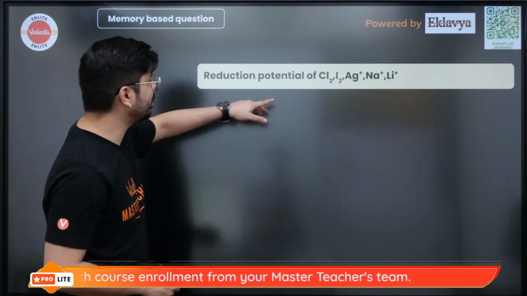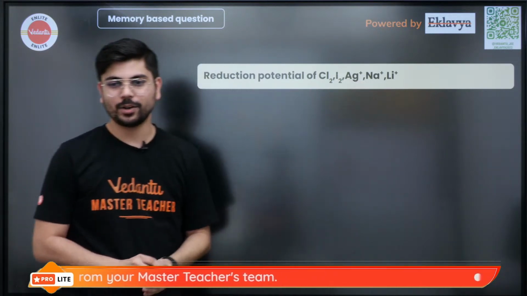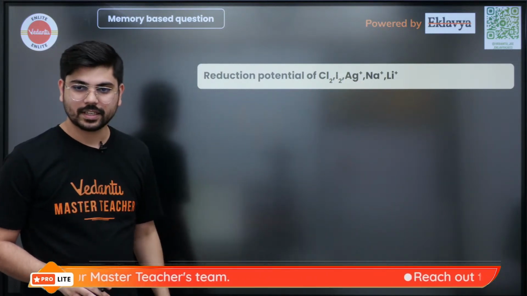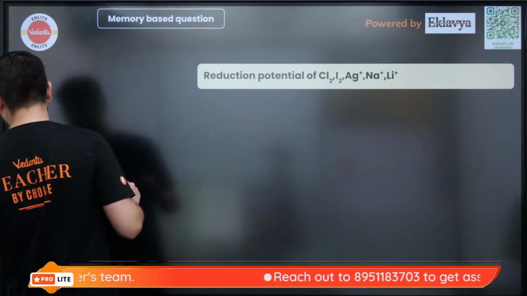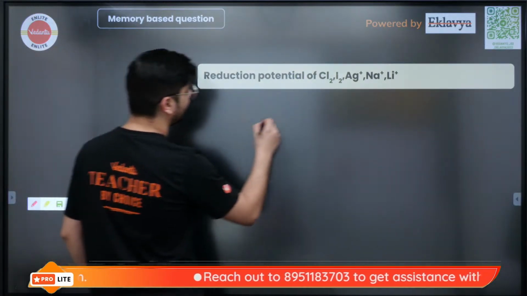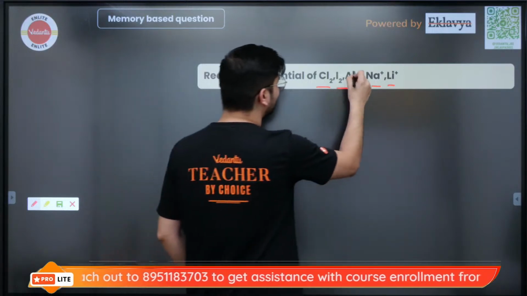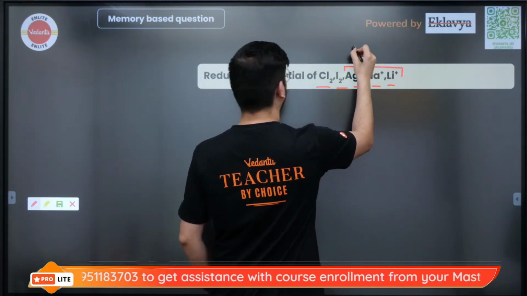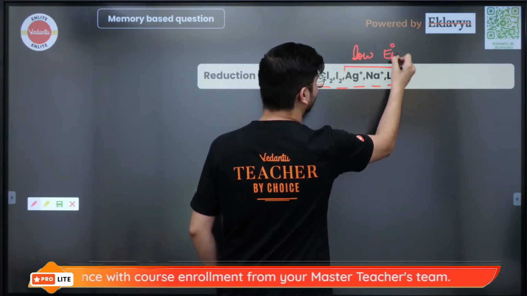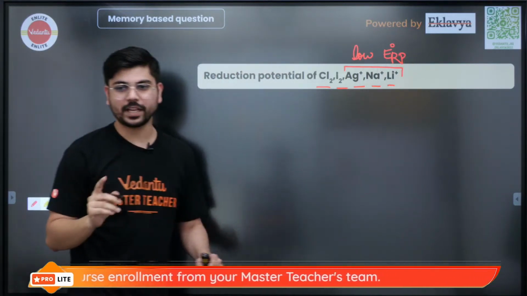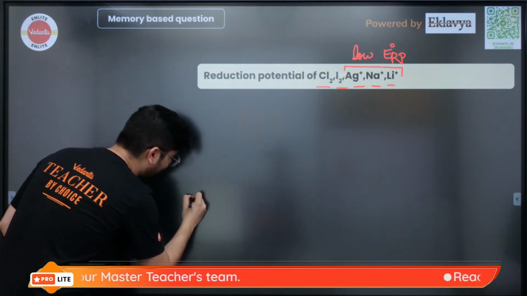We have the reduction potential of Cl2, I2, Ag positive, Na positive and Li. Now look at this question. Yes, Rahul, only the attack of nucleophile. If I talk about this particular question, we have Cl2, I2, Ag, Na plus, Li plus. So don't you think they have low reduction potential? Their reduction potential value is in negative. We all know that.